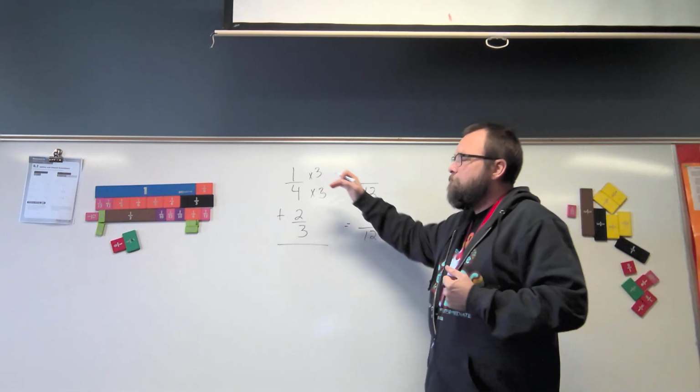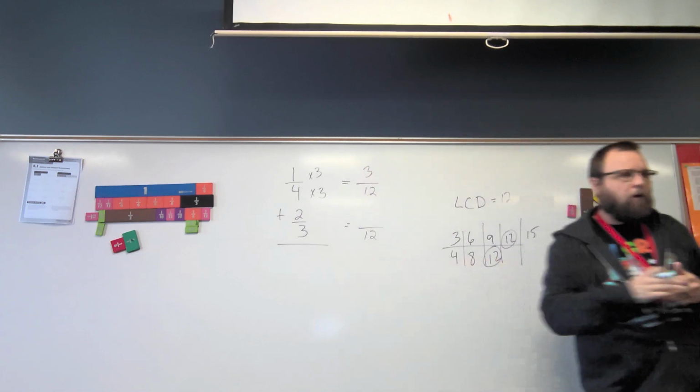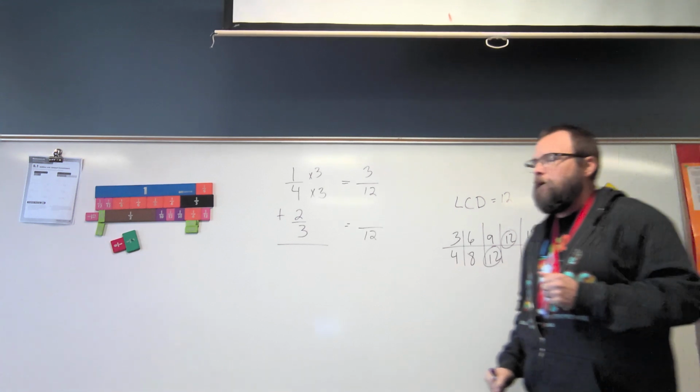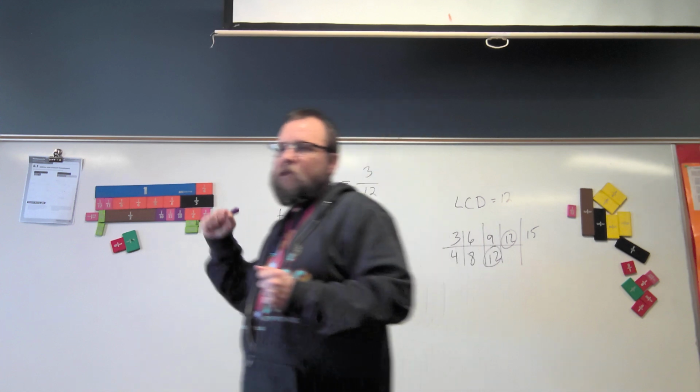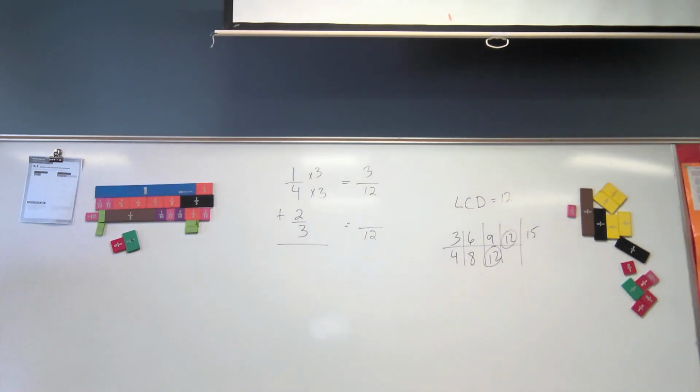And so Jacob, 1 times 3 is 3. So 1/4 and 3/12 are exactly the same value. You take a test and you get 1 out of 4 questions correct, and somebody else takes a test and gets 3 out of 12 questions correct, they get the same grade.